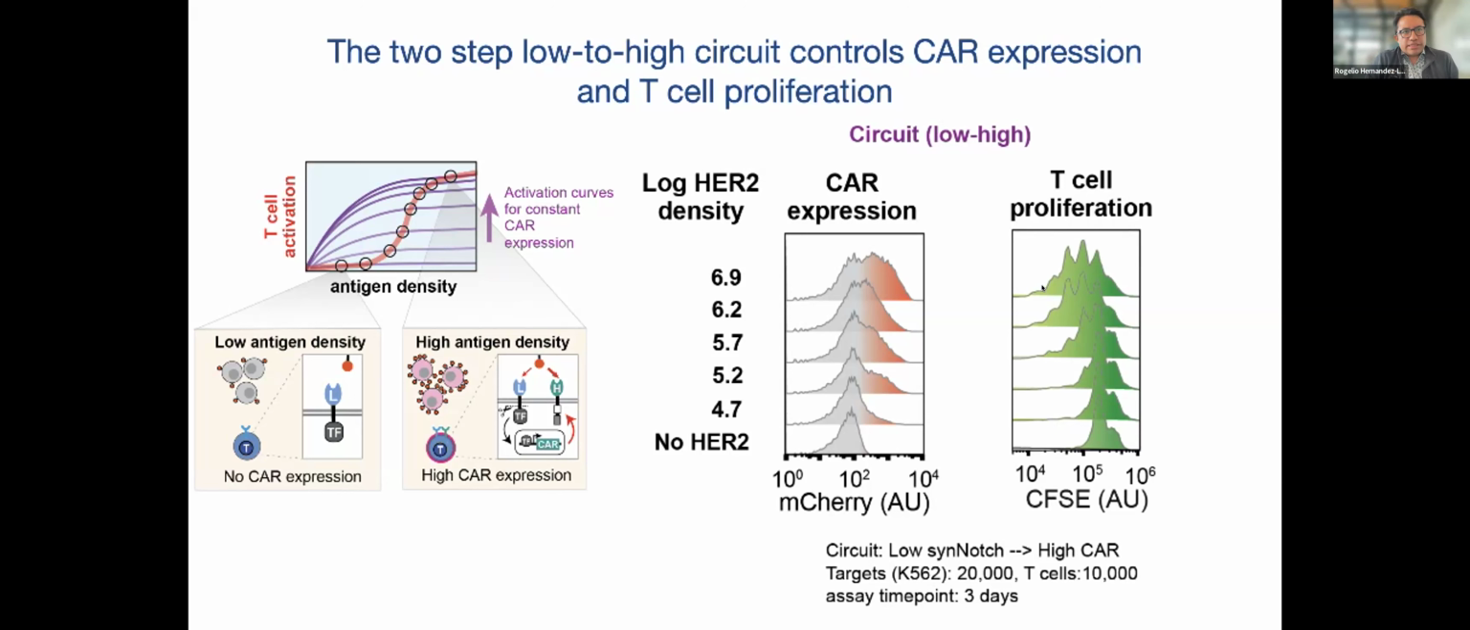This is very important because the way this circuit works has two main components. One is the control of the CAR expression, that is, again, the receptor that is going to activate the T cells to start killing. And the other component is the T cell proliferation. So now not only are you going to have cells that are expressing the CAR, but also you are going to have more cells. The T cells are going to start dividing, and that results overall in this sigmoidal behavior.